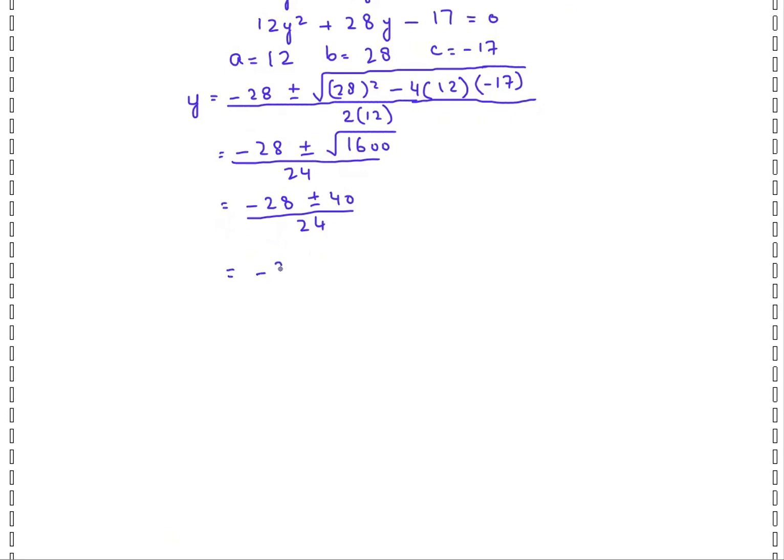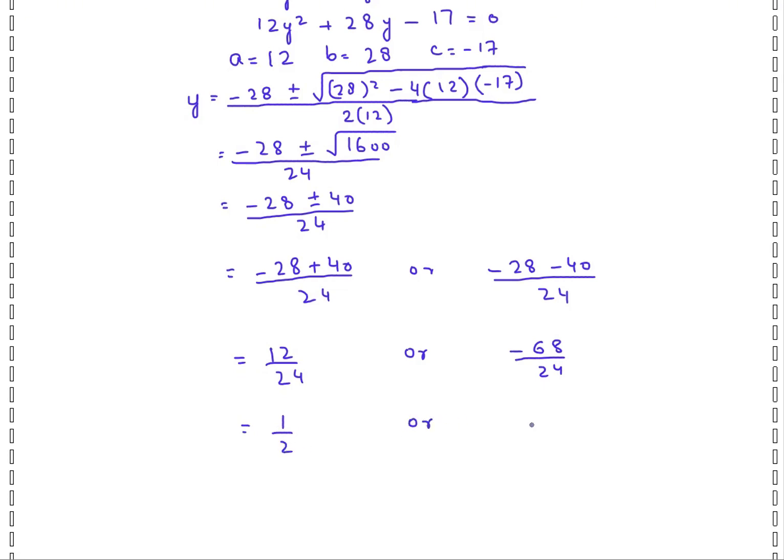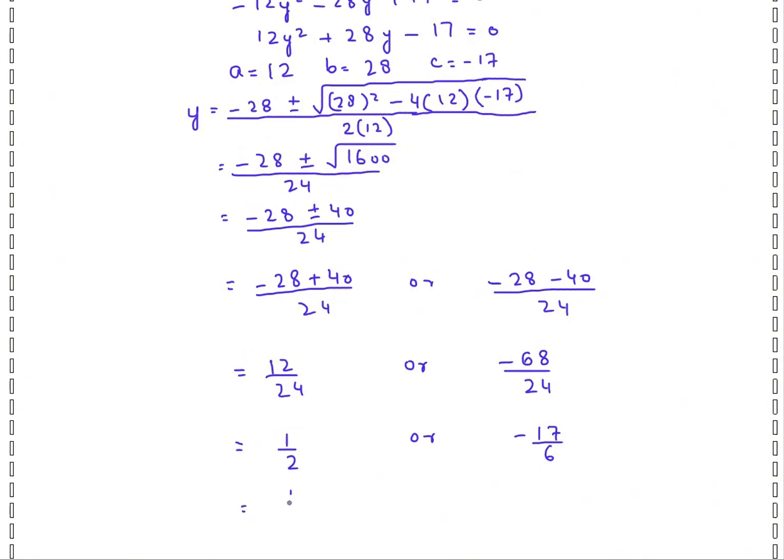We can write here minus 28 plus 40 upon 24, or minus 28 minus 40 upon 24. So we have here 12 upon 24, or minus 68 upon 24. This will be 1 upon 2 or minus 17 upon 6. Finally, we have 1 upon 2, or minus 2 whole 5 upon 6.